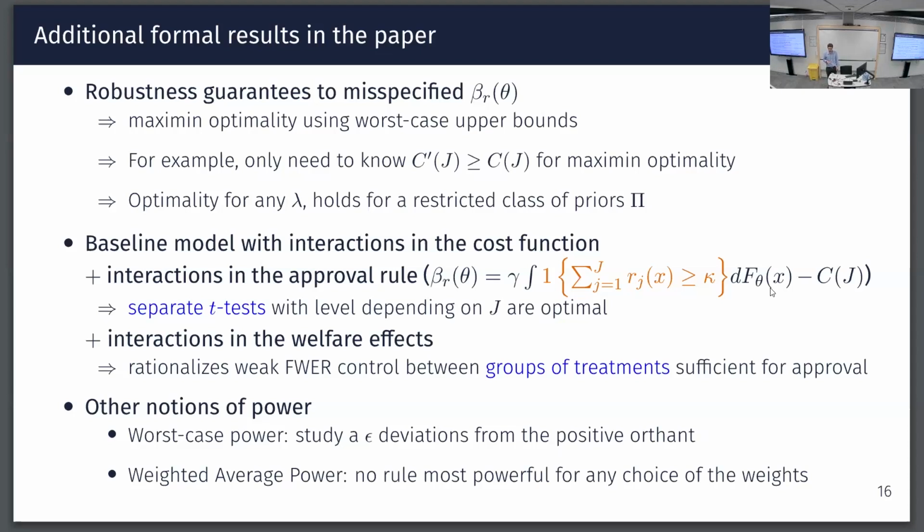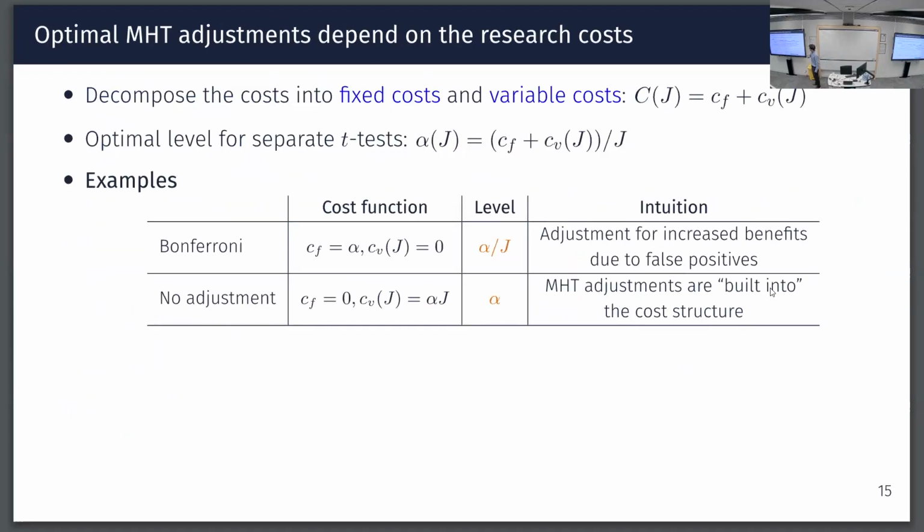Sorry, taking a step back. The only reason everything is not separable here across all the components is because the cost function is not separable. Is that right? So if C of J was linear in J, then there was no multiple testing, it was just many single tests. Exactly.